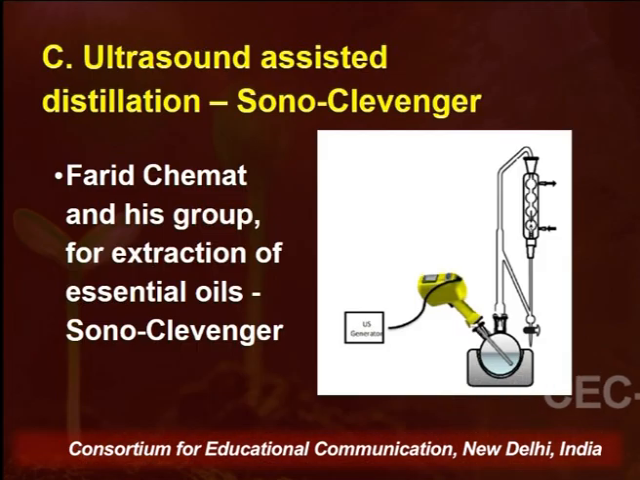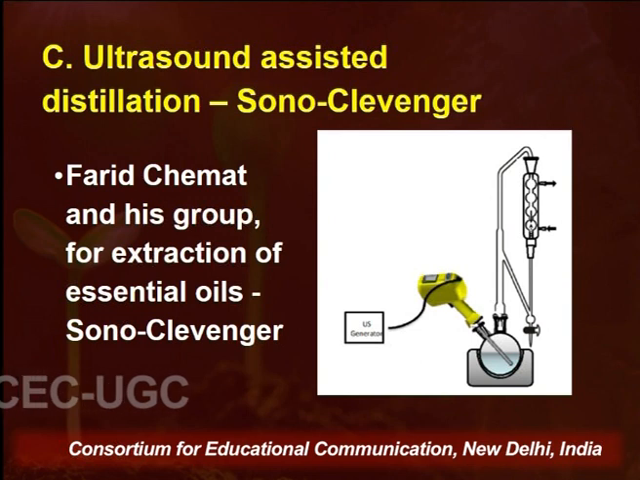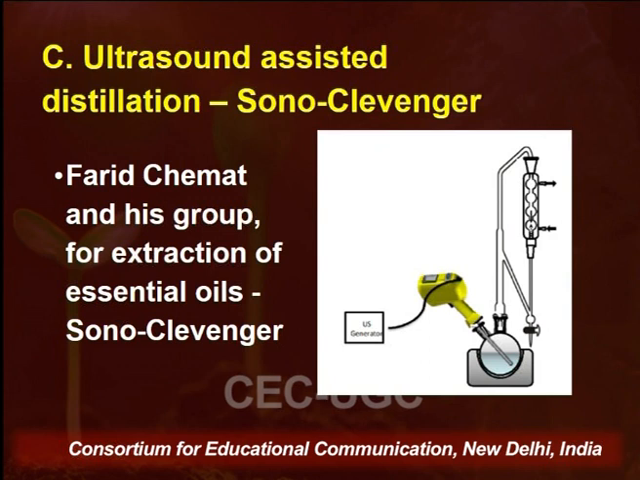Next modern technique is the ultrasound assisted distillation, wherein an ultrasound probe is introduced into the round bottom flask which contains the raw material and water, and ultrasounds help in rupturing the plant cells containing the volatile oil. Volatile oil is immediately released, the vapors of the oil along with the water are condensed and the oil is separated from the water. Again, this was developed by Chimet and his group, and they use the principle of ultrasound assisted extraction in extracting volatile oil.